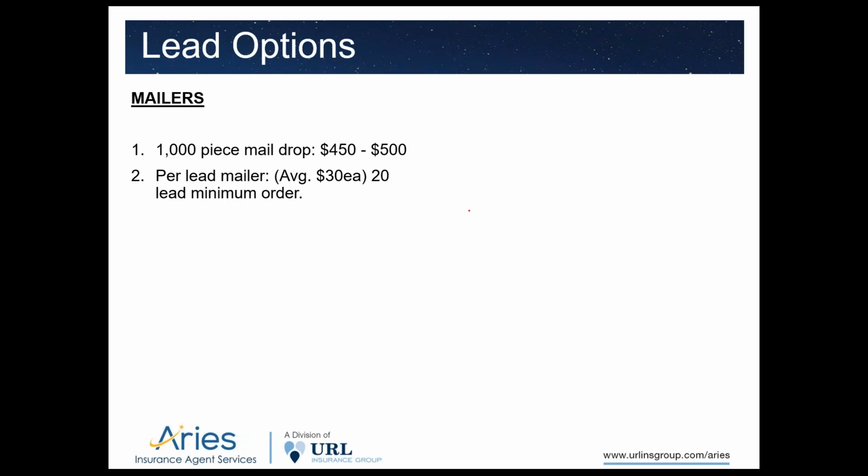So if you're looking for 20 leads, which is the minimum, the average cost per lead is around $30 to $35 a piece. Again, these are exclusive leads. You are targeting the area that you want to work. And again, these leads are going exclusively to you. So they're not going to you and a bunch of other agents. They're going specifically to you.